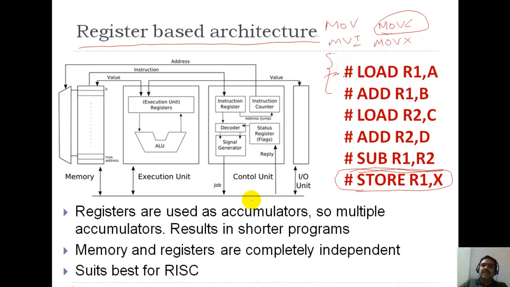Generally, register based architectures are best suited for RISC based machines. I'll tell you shortly what is RISC and what is CISC. RISC is nothing but reduced instruction set computer. Generally, register based architectures are best suited for RISC based machines.